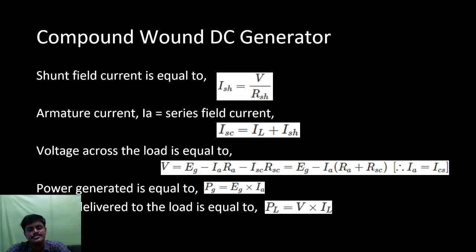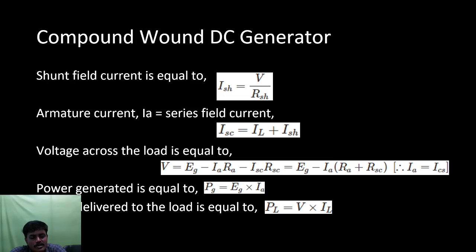Here are some equations for the analysis. The shunt field current ISH is equal to V by RSH, which was discussed in the previous motor. Now the configuration has changed, so the armature current IA is equal to the series field current ISC, which is equal to IL plus ISH. Here the series field current ISC is equal to load current plus shunt field current.